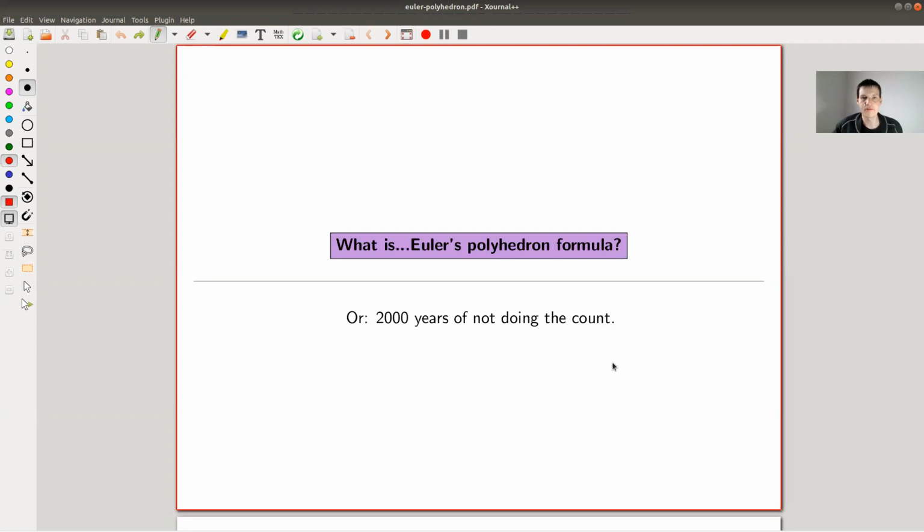Okay, welcome everyone to this continuation of what are my favorite theorems. As usual, the emphasis is on my, so a really biased point of view. In any case, today I want to talk about really a gem of modern mathematics, which is called Euler's polyhedron formula, or Euler characteristic, or whatever. It comes in various names and various flavors.